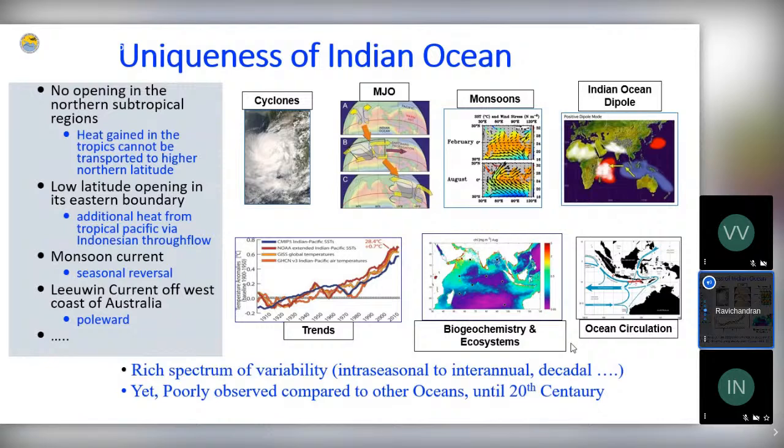Because of all these processes, the biogeochemistry and ecosystem also change in the Indian Ocean, apart from the ocean circulation. Though it has such uniqueness and a rich spectrum of variability at different time scales, it was poorly observed compared to other oceans until the 20th century.